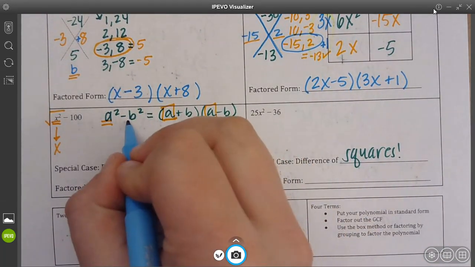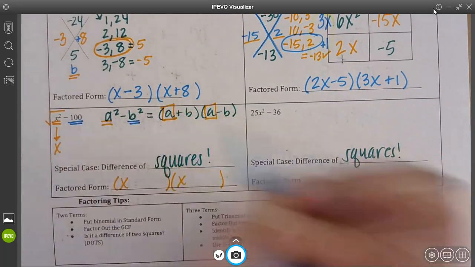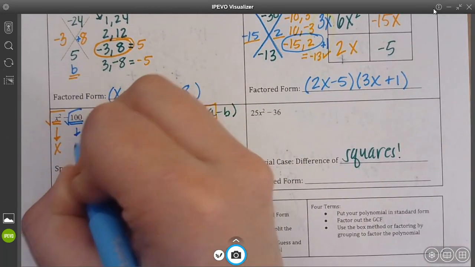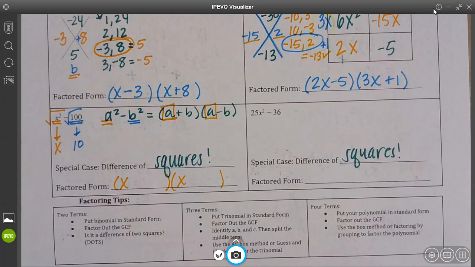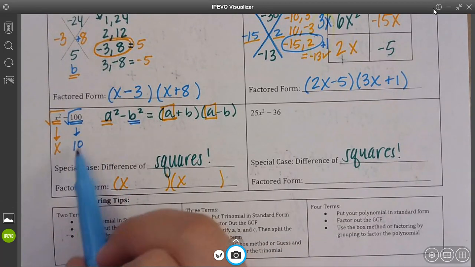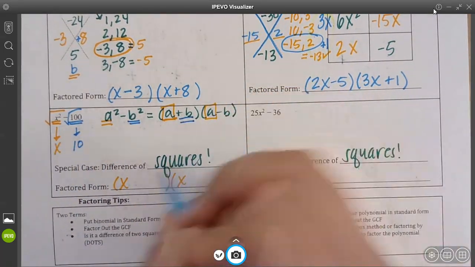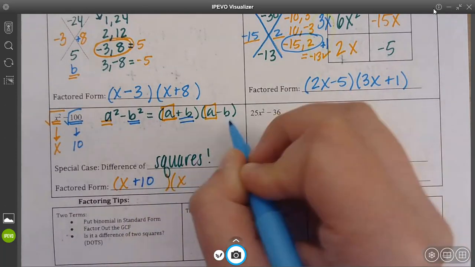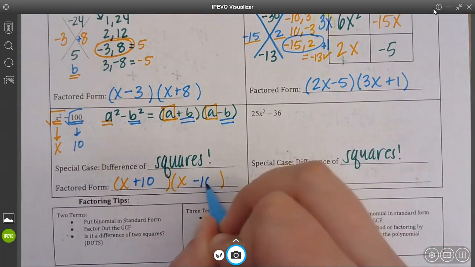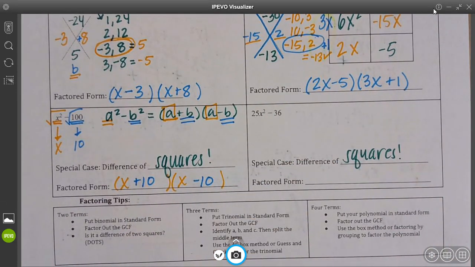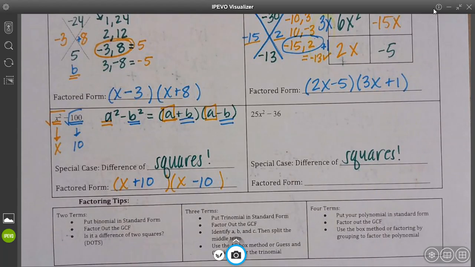And if this b squared was 100, what's the square root of 100? Well, it's 10, and that's something you can put in a calculator if you need. So one of them is going to be a positive 10, and the other one is going to be a negative 10. So it just follows a special pattern here. And we can do the same thing with our second problem over here.